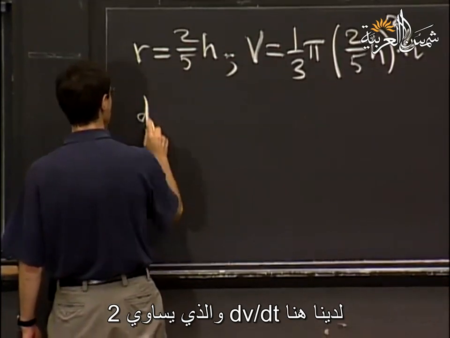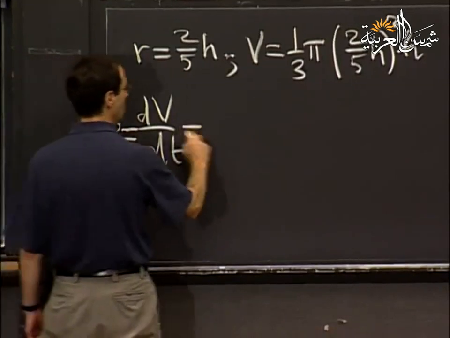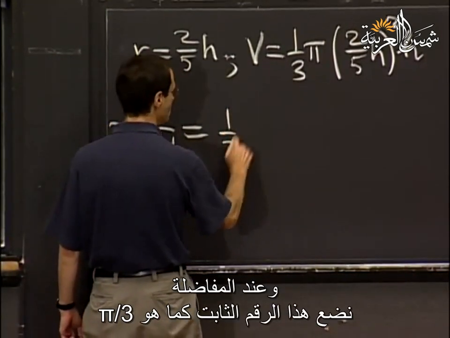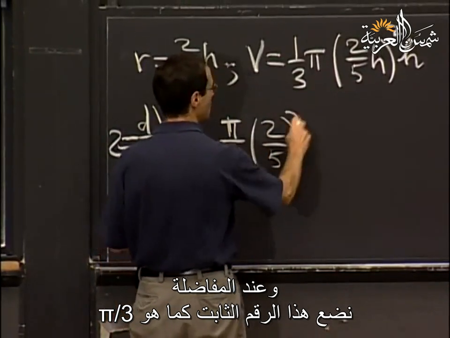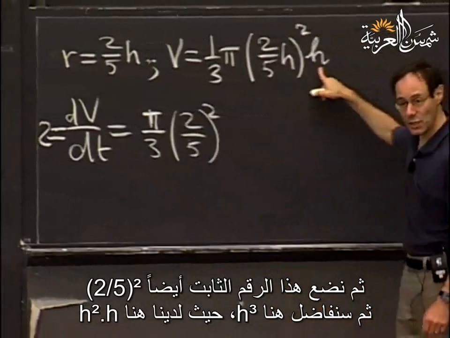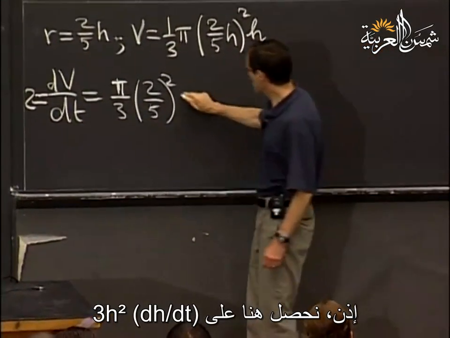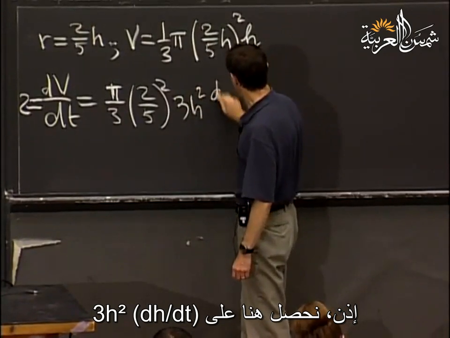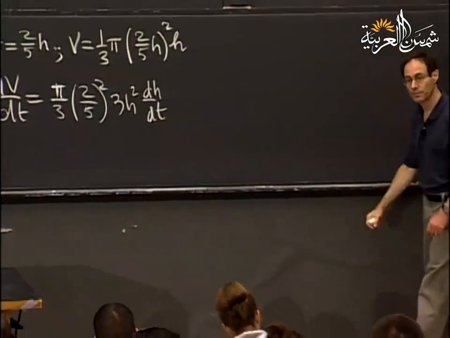So this is dV dt, which of course is 2, is equal to, and if I differentiate it, I just get this constant, pi over 3, this other constant, 2/5 squared, and then I have to differentiate h cubed, right? h squared times h. So that's 3h squared times dH dt. All right, that's the chain rule.